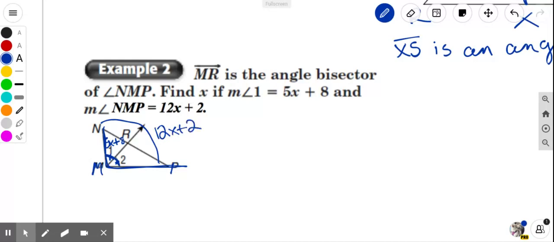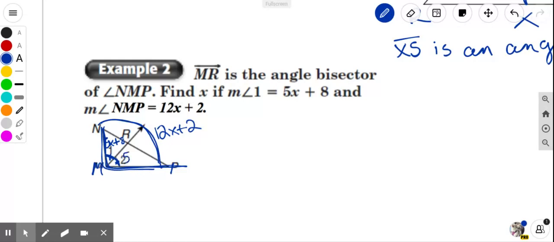So you may be tempted to set these two values equal to each other, the 5x plus 8 and the 12x plus 2. You have to be careful. They're not equal. 1 is equal to 2. 1 is not equal to NMP. It's the whole thing. This is this big angle.